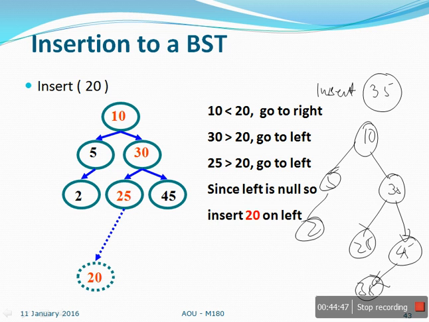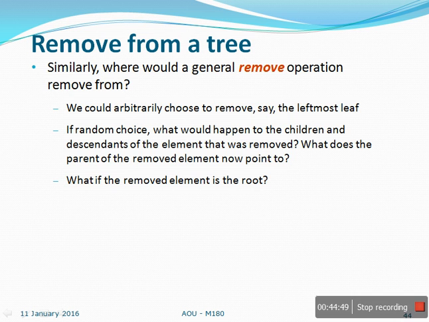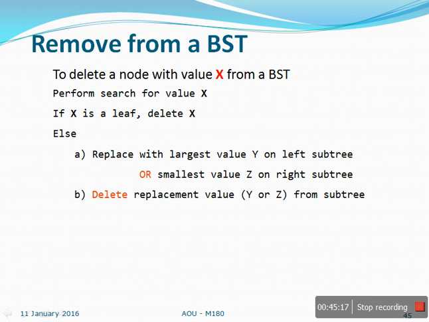Clear? So I hope it will be clear for you. Similarly, when we perform a remove operation, we remove an arbitrarily chosen node, say the leftmost leaf. If it is a random choice, what would happen to the children? For example, if you want to delete any of the intermediate nodes, what will happen to its children? And what if you want to remove the root?